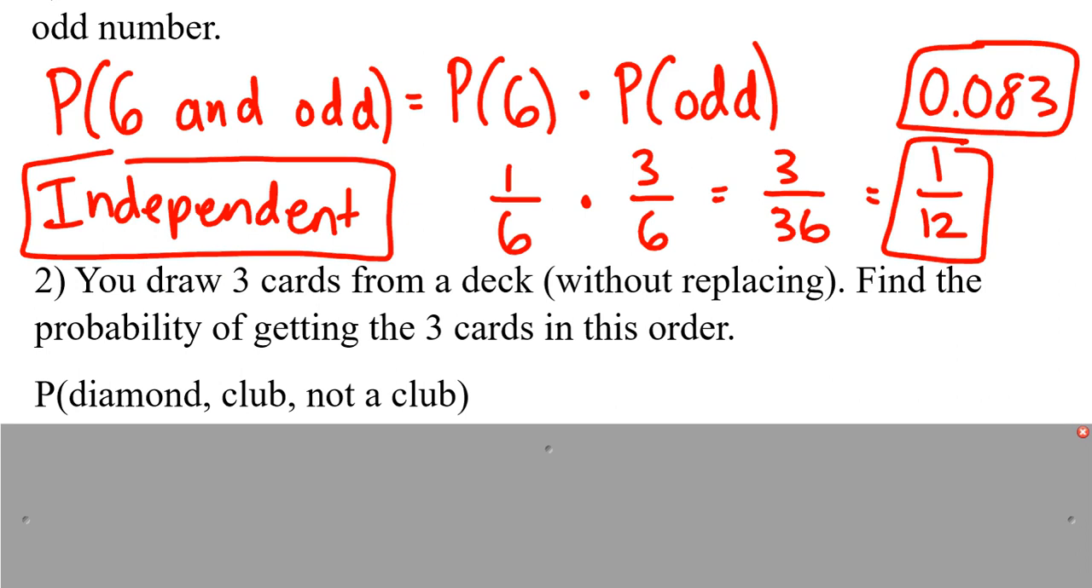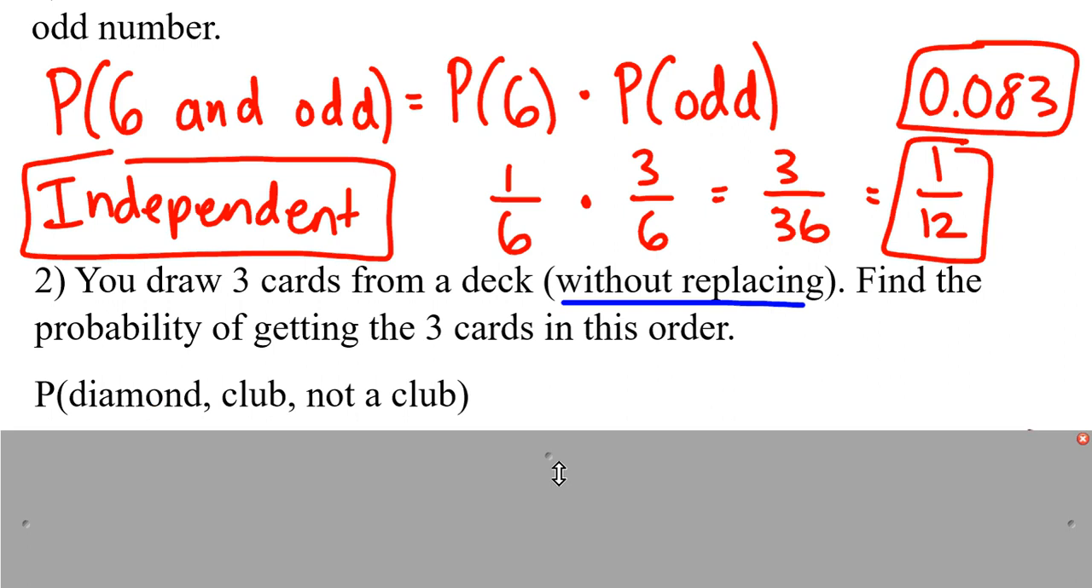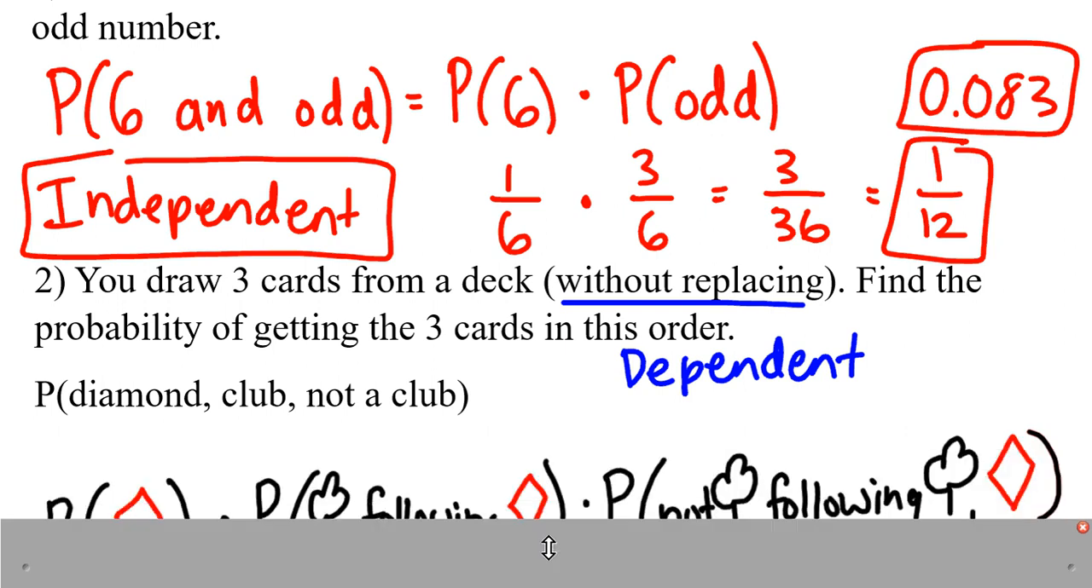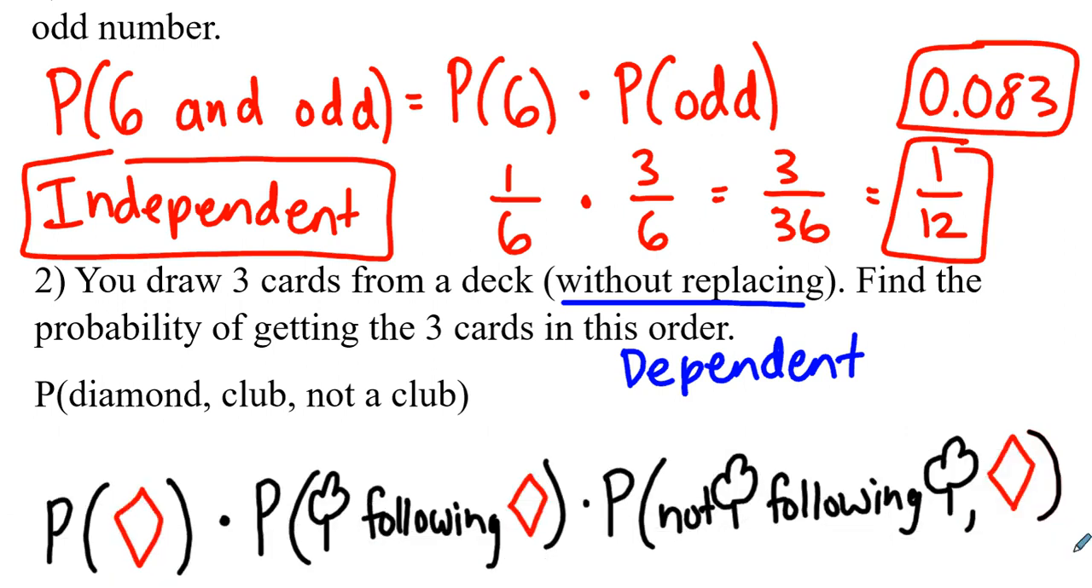Second scenario. Let's say you draw 3 cards from a deck without replacing them, and that's key here. That's going to determine which type of situation we're dealing with. Find the probability of getting the cards in the following order. We get a diamond first, and then a club second, and then a not club third. Well, first off, these are going to be dependent events. What happened before is going to change the likelihood of the second and third things occurring because there's less cards in the deck. If I were to draw it out, this is what it looks like.